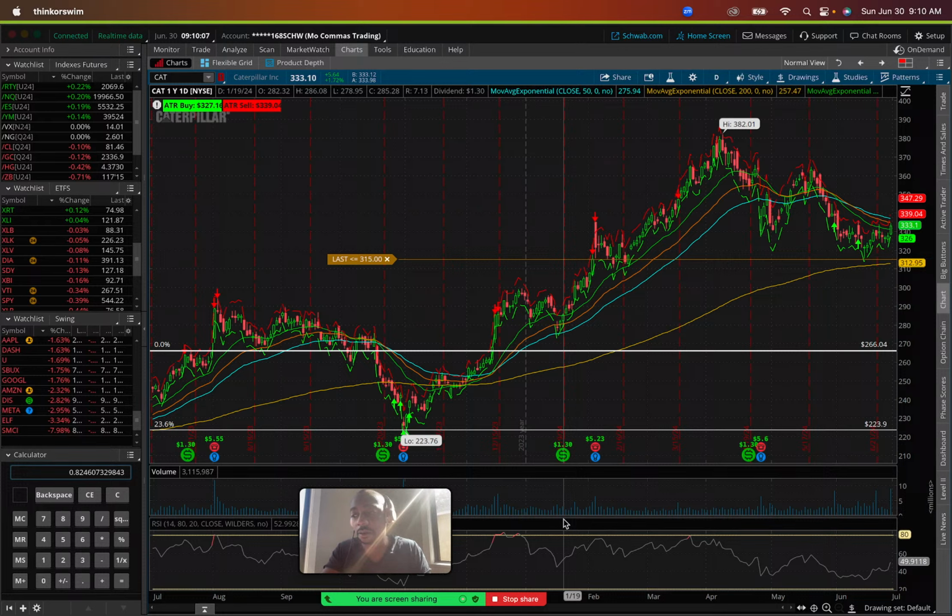And then the last thing is, what's the current trend of the stock or the instrument? Is it trending upwards or is it trending downwards? If it's trending up, it's likely going to have more follow through to the upside. If it's trending down, it's more likely going to be trending to the downside.